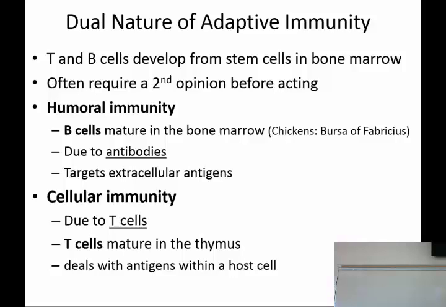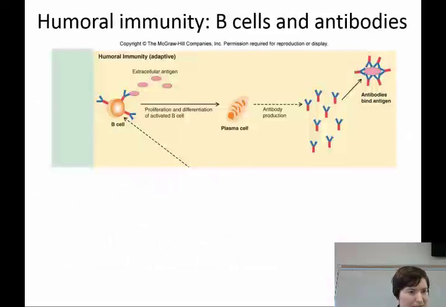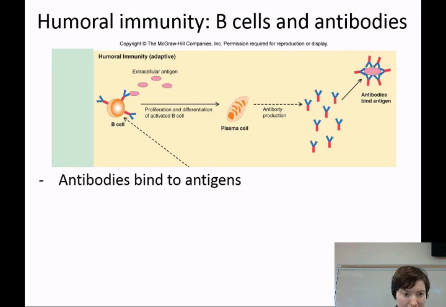There is humoral immunity, which is based on B cells. Again, they mature in the bone marrow. They make antibodies that target things we call antigens on the surface of foreign invaders. And cellular immunity that's due to T cells. T cells mature in the thymus. And they also are looking at antigens, but in a different way. So we're going to clarify those differences. But first, let's talk about B cells and how they make antibodies.